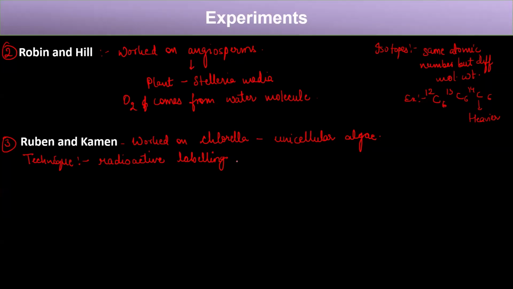And what they did with this radioactive labeling, they labeled the oxygen of water with the O18 isotope. So like carbon, oxygen also has different isotopes. Naturally, oxygen is present as O16, right? But it has other isotopes as well, that is O18. Of course, if it has higher molecular weight, it will be heavier.